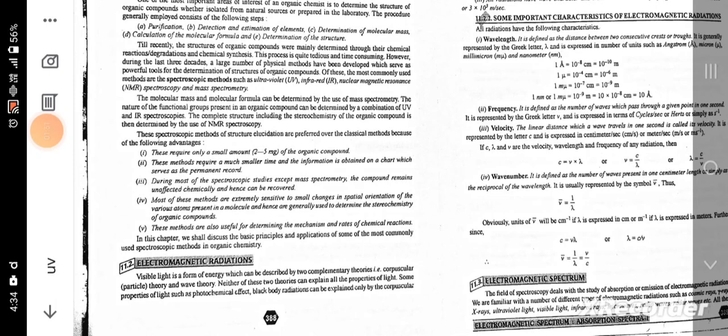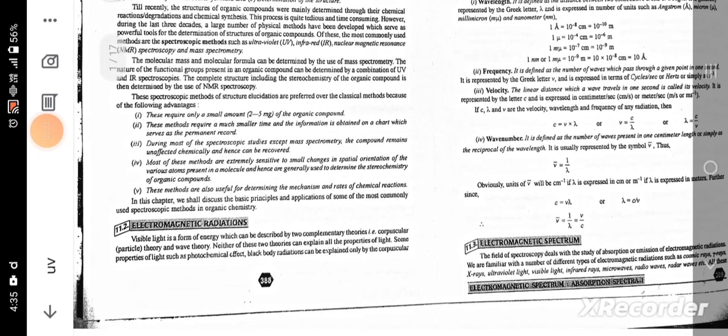spectroscopy. These spectroscopy methods of structure elucidation are preferred over the classical methods because of the following advantages. These require only a small amount of the organic compound. These methods require a much smaller time and the information is obtained on a chart which serves as the permanent record. During most of the spectroscopy studies except mass spectrometry, the compound remains unaffected chemically and hence can be recovered.